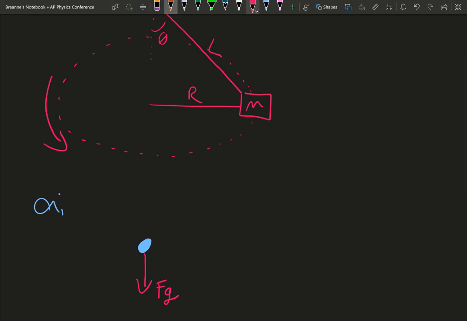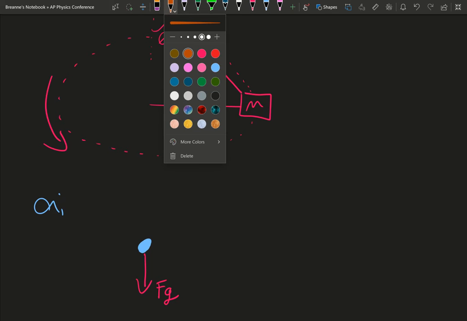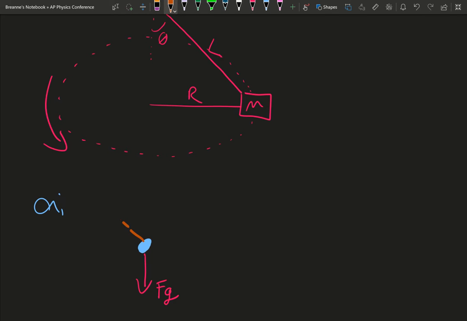Okay. I want it a different color. You have your force of tension. And there you go. And that's it. You got 2 points, 1 for each. Woohoo!